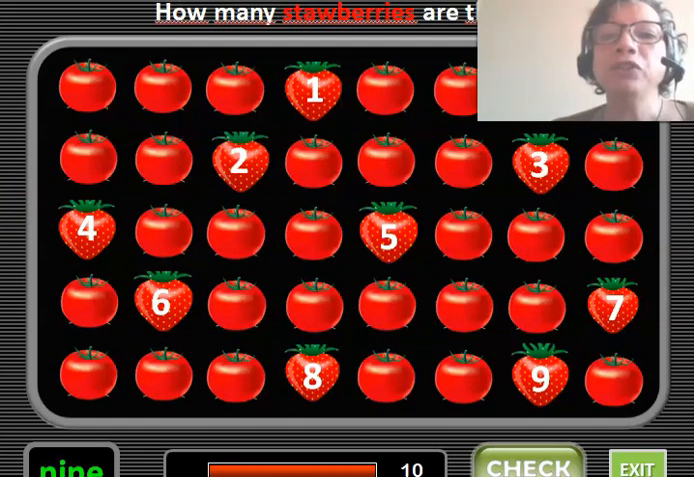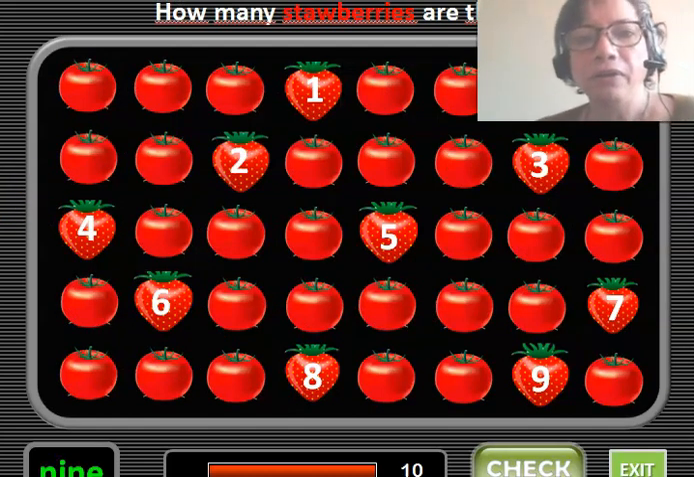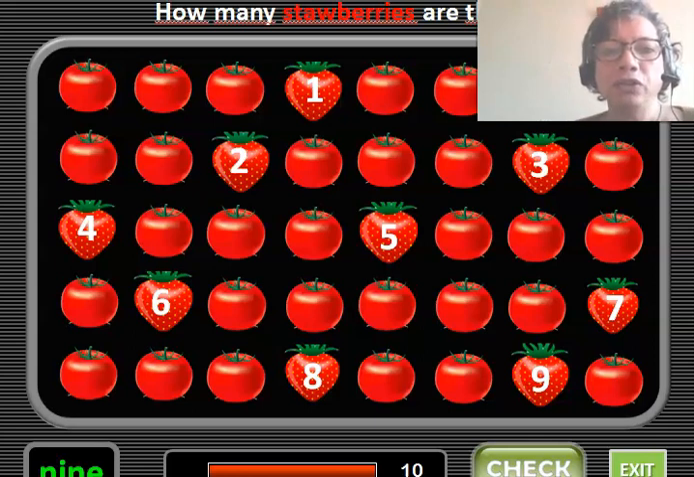Okay, how many strawberries are there? There are 1, 2, 3, 4, 5, 6, 7, 8, and 9 strawberries. There are 9 strawberries in the picture. All right, this was the last one. Now, it's important that you know the difference between there is and there are, all right?